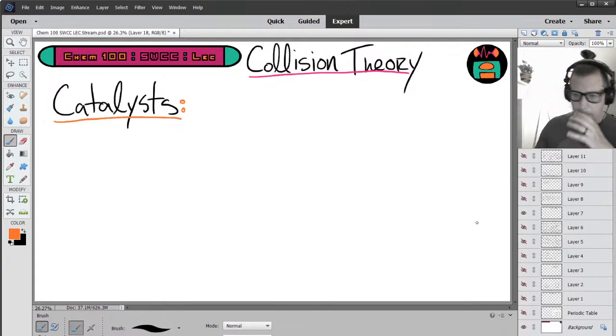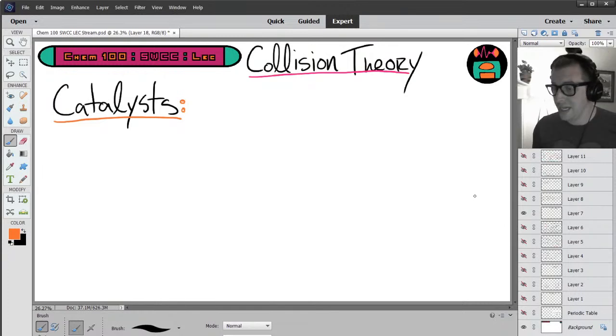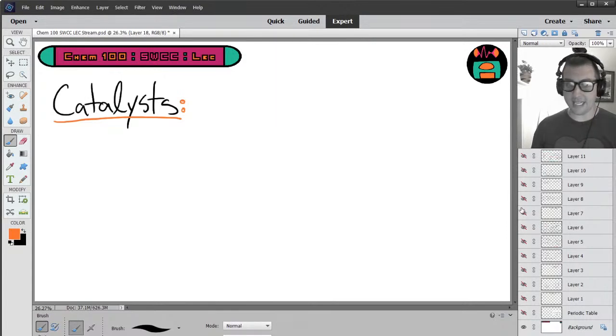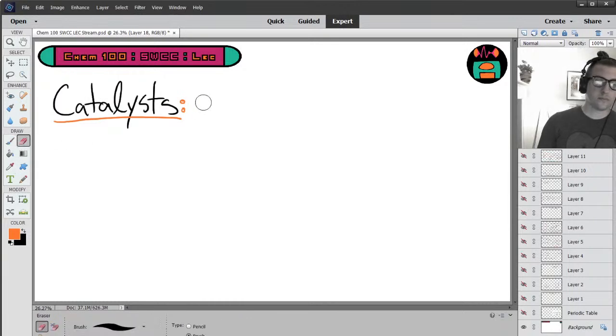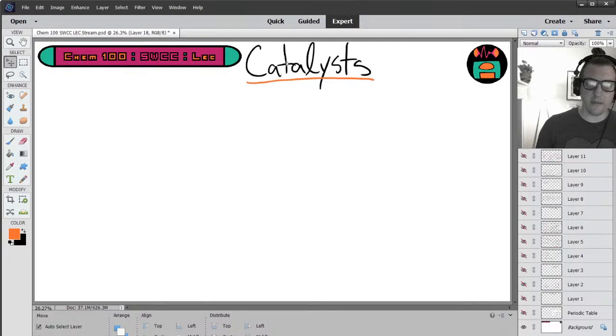So all of the means we've been looking at for increasing our reaction rates up to this moment have just been like increase the number of collisions. If you can get more collisions, you get a faster reaction. Catalysts do increase reaction rates, but they do so operating at a fundamentally different capacity. So we're kind of going to give them their own little category here.